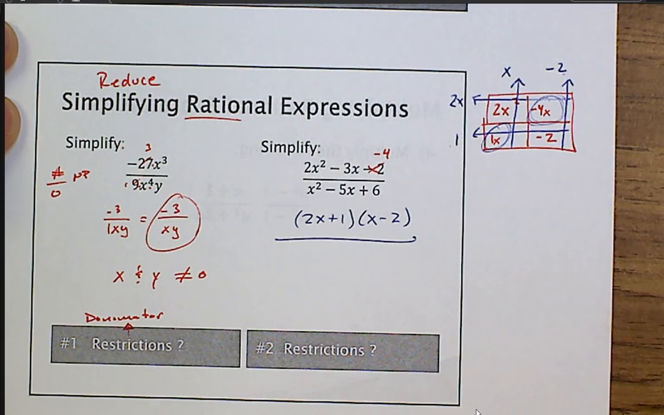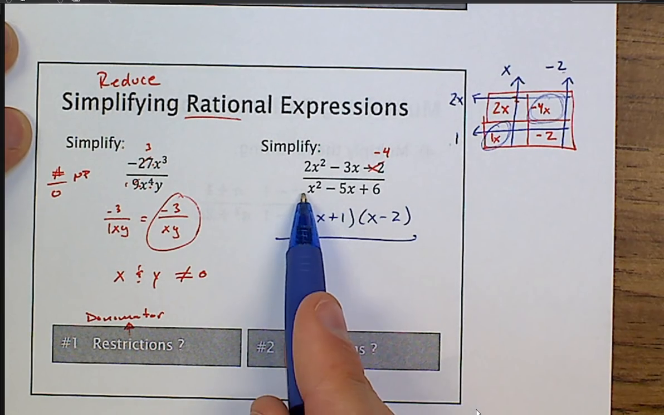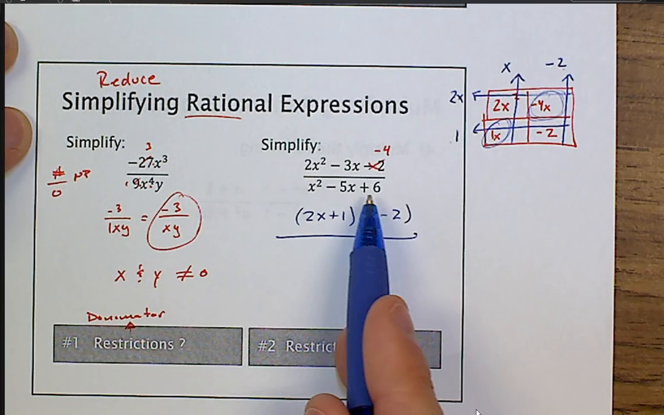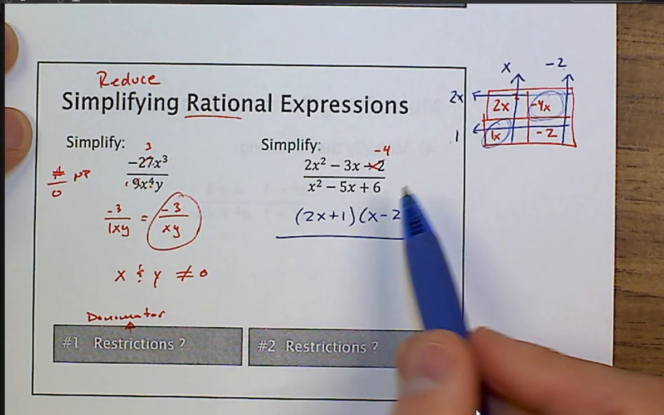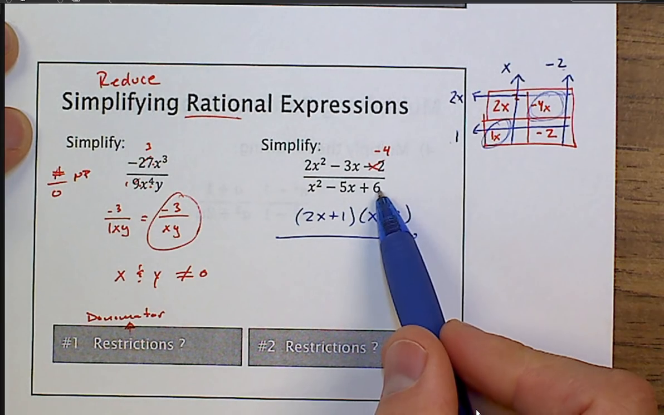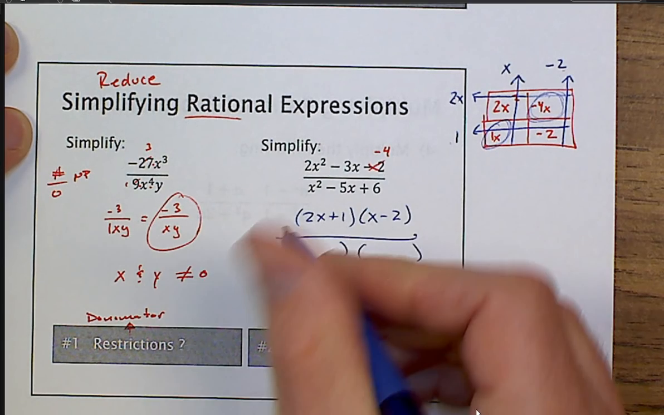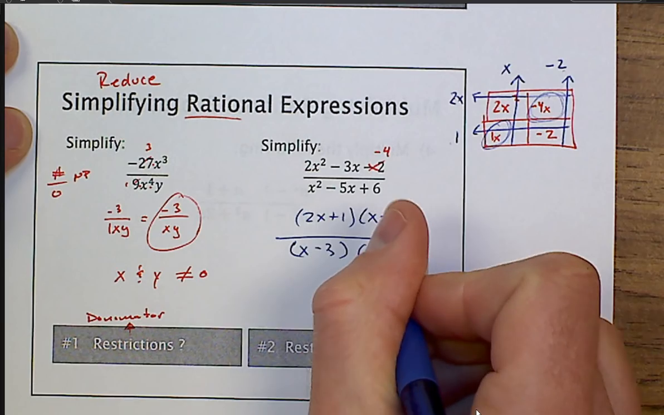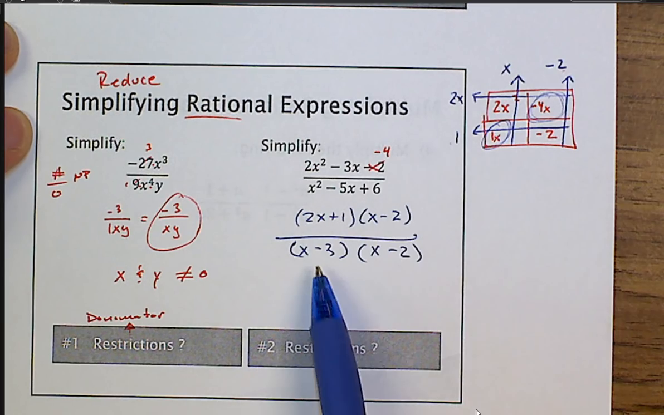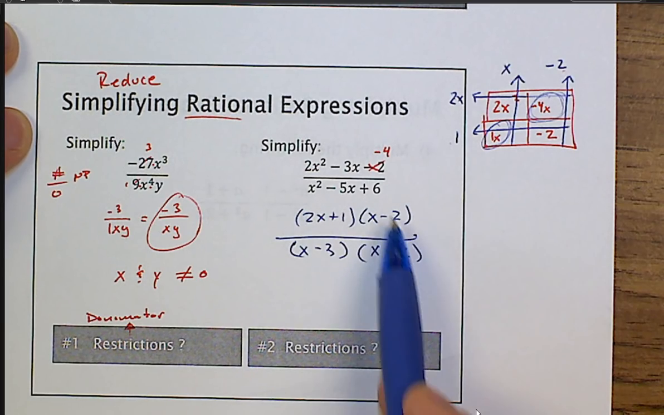On the bottom, since this does not have a coefficient in front of x squared, you can just factor this by asking yourself that question. What two numbers multiply together give you +6, add together you get -5? Okay, so that's going to be x minus 3 and x minus 2. Check it. -3 times -2 is +6, check. -3 plus -2 is -5, check.